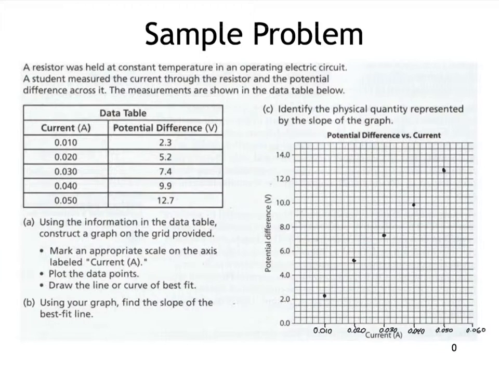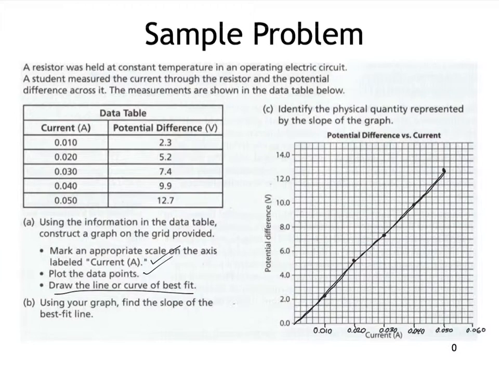So far I have marked an appropriate scale on the axis labeled current, A. I have plotted the data points, and now I need to draw the line or curve of best fit. The line or curve of best fit needs to connect as many data points as possible, but it does not need to include every data point. I'll go ahead and do that now. It looks like this is a direct relationship. Does not look like it's too hard. So I'm going to go ahead and draw through these points. So I think that's the best scenario there.